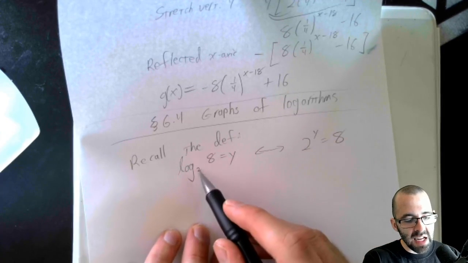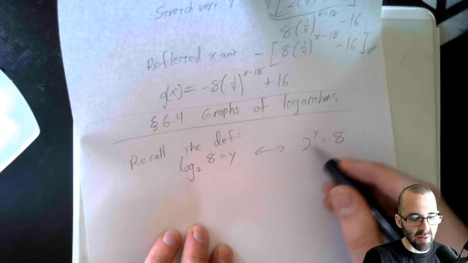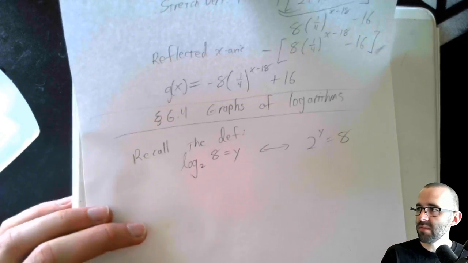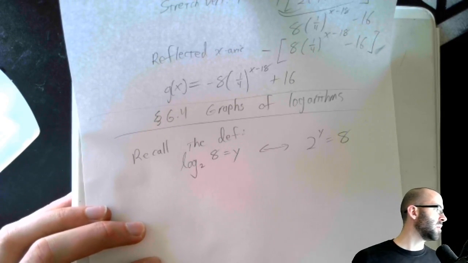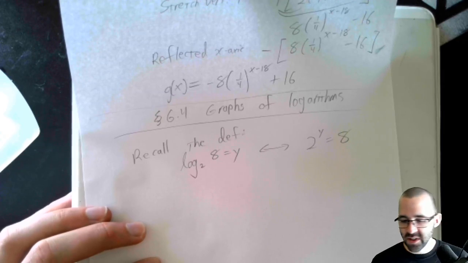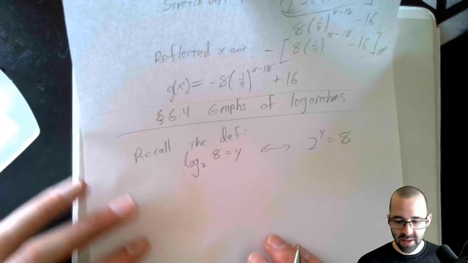The base of the logarithm, the bottom of the logarithm, is the same as the base, or the bottom, of the exponential function. So we're going to be using this fact to do graphs and get information and be able to take this section down.